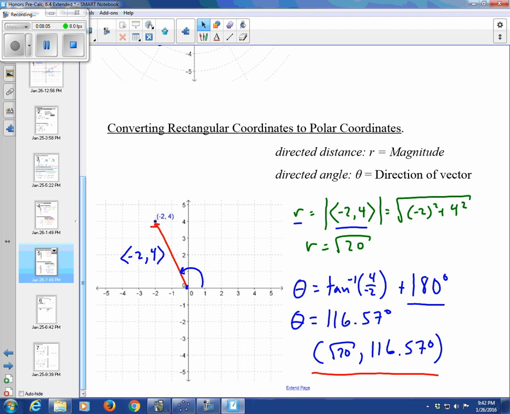And so this would be the polar coordinates defining that point right there. Okay, so that's our second video. We got one more video to go, and we'll talk to you guys in that.